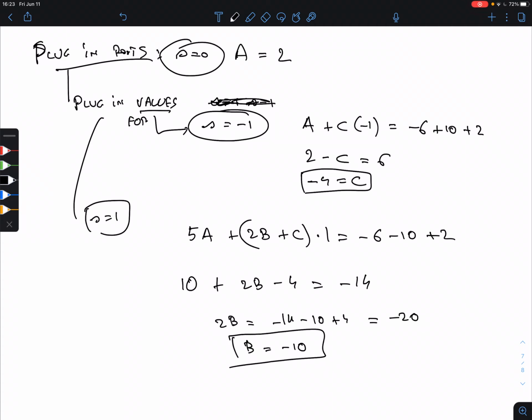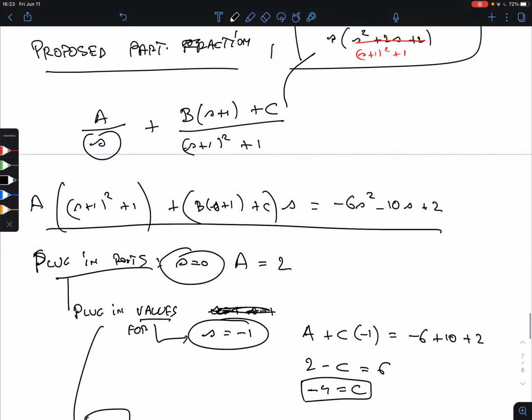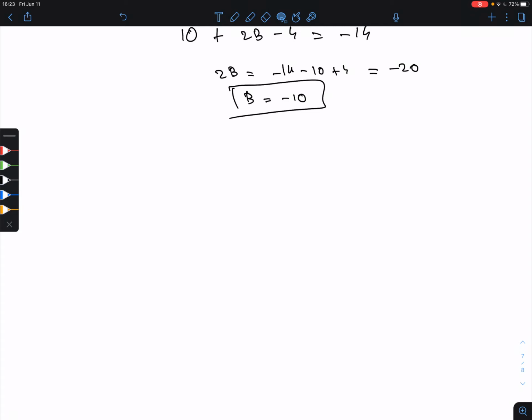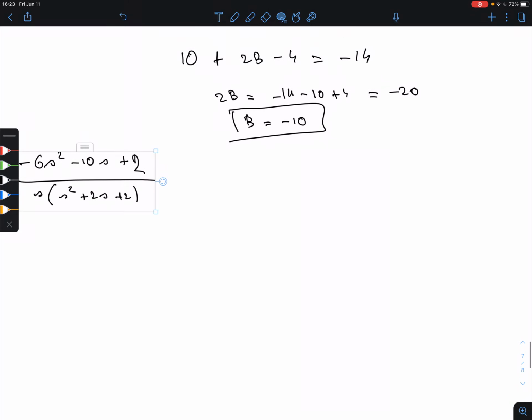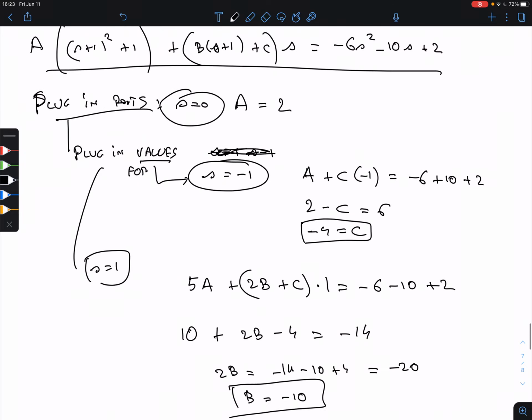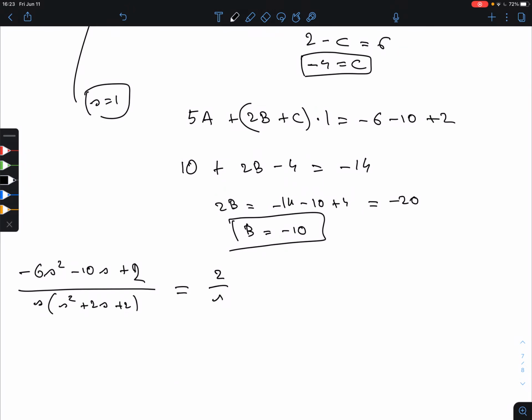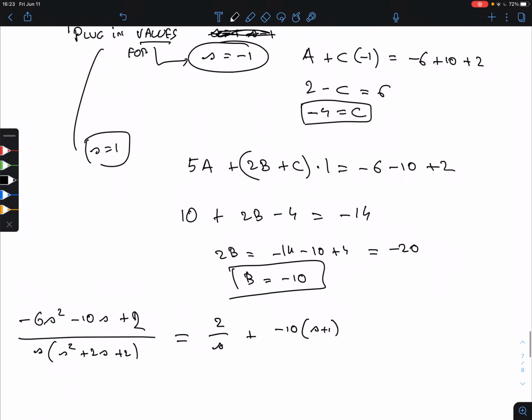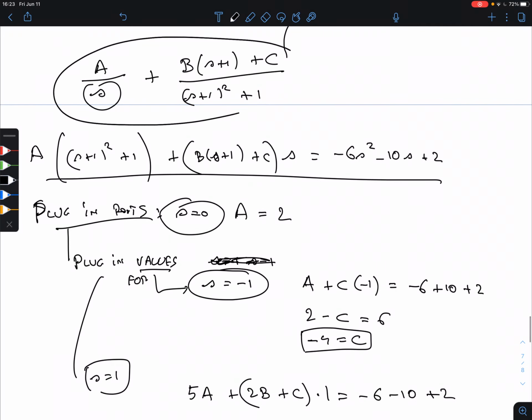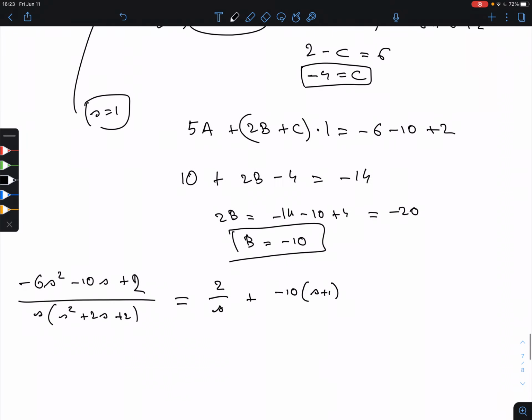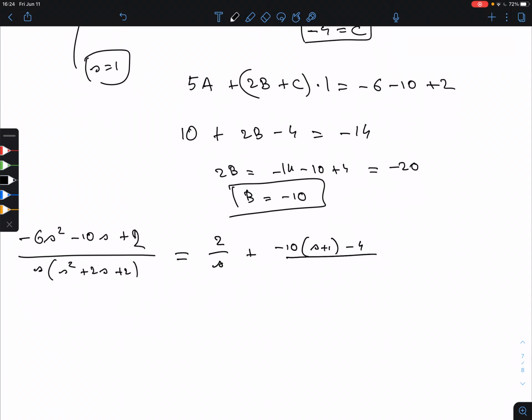Okay, so what does that mean? Let's go back to our guy. I hope I still have it, right? So this guy now looks as follows. What was A? A was 2. It is 2 over S plus minus 10 times S plus 1. That's the B. And then the C was negative 4, minus 4 over S plus 1 squared plus 1. That was our denominator.